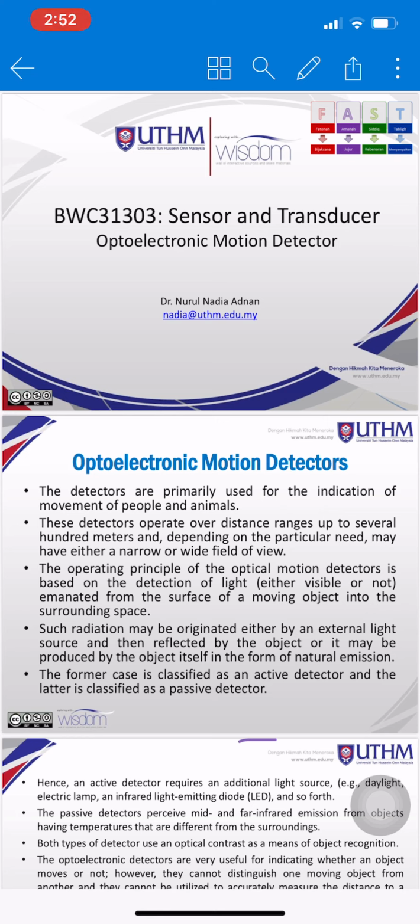So the operating principle of the optoelectronic motion detector is that it detects light, either visible or not, that emanates from the surface of a moving object into the surrounding space. The radiation may originate from an external light source and be reflected by the object, or it may be produced by the object itself in the form of natural emission. So it can be classified as an active detector or a passive detector.